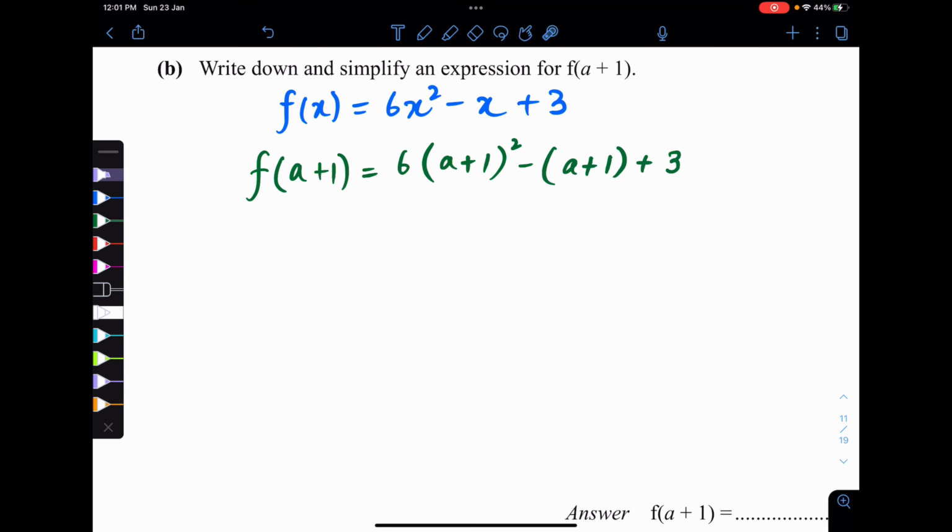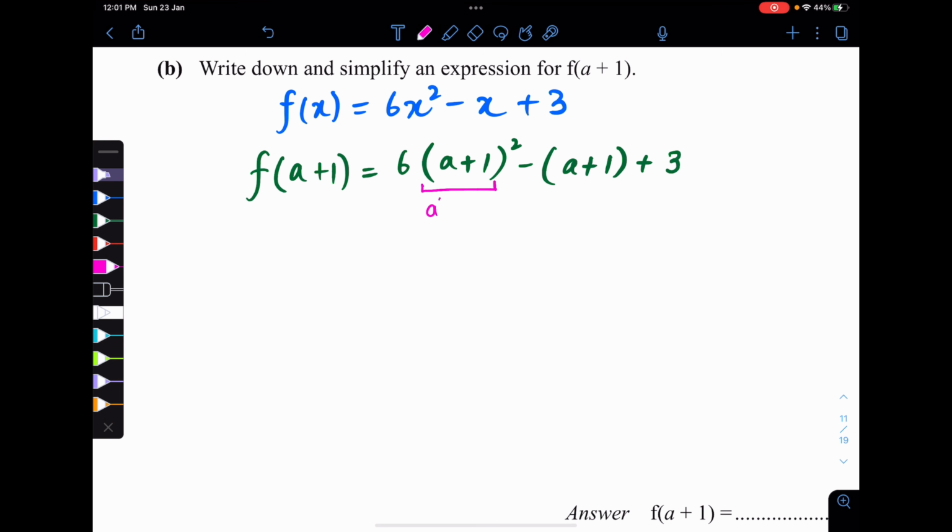Make sure you're putting brackets everywhere while substituting. Wherever there was x, I'm putting a plus 1, but I'm using brackets outside that. Now, again, be careful. Do not try to open this as a squared plus 1 squared. That would be completely wrong because you're not allowed to open powers directly if there is a plus or a minus sign over here. So how do we deal with this?